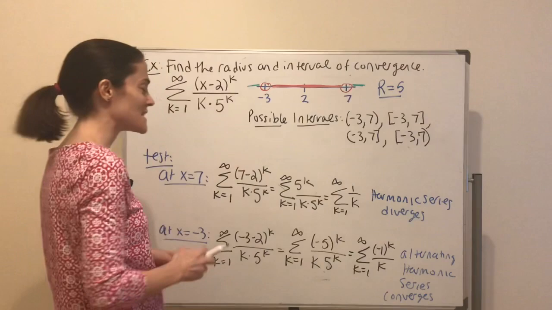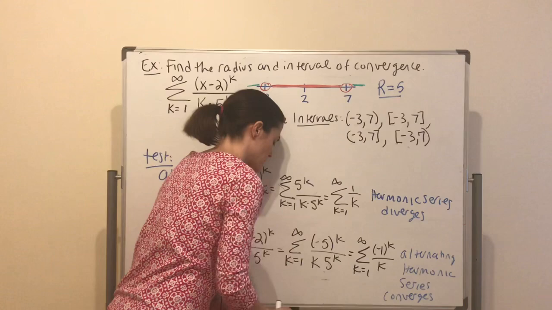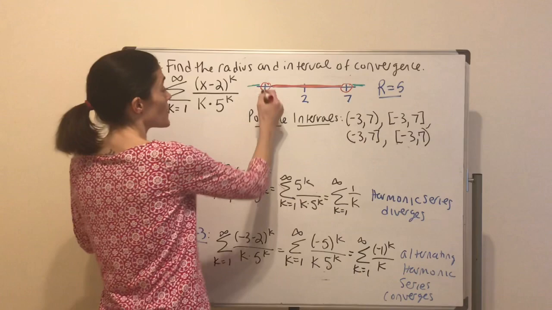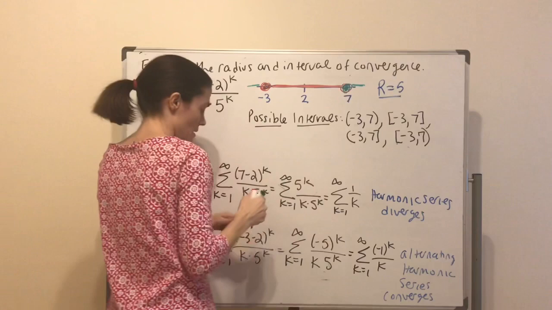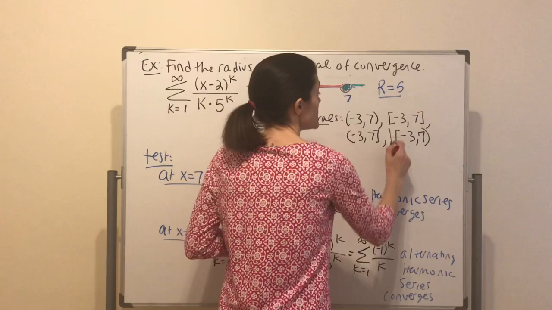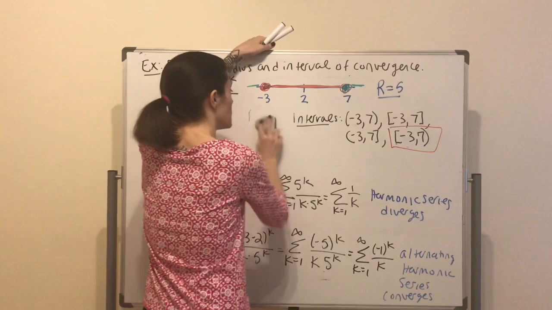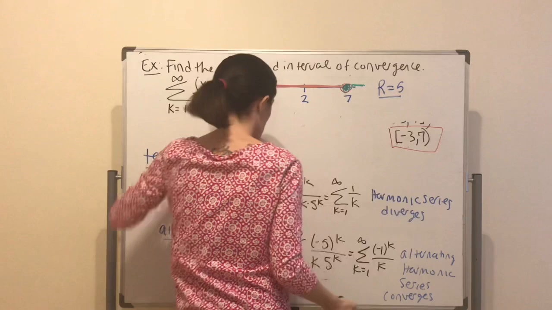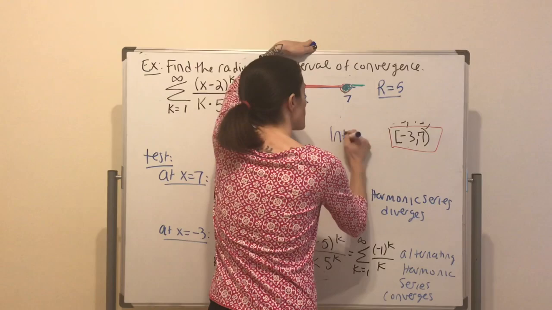Okay, well, we have figured out the endpoints, which means at minus 3, we are converging. At 7, we are diverging. Okay, and now I can just write the actual interval. It is going to be closed minus 3 to open 7. This is the interval of convergence. Like this, we have ruled out the other ones. Converges at minus 3, diverges at 7. This is the interval here. Okay.